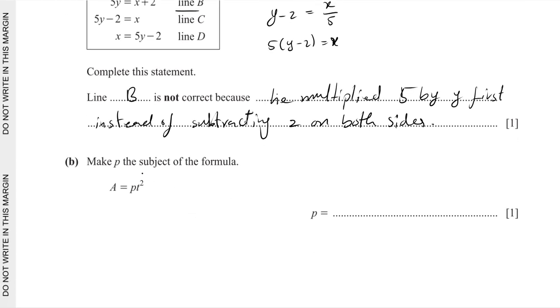Next question, make p the subject of the formula. So a equals pt squared. Whenever we are making p the subject, we just need to bring this t squared to the other side, and it will be divided by a. So p equals a over t squared.